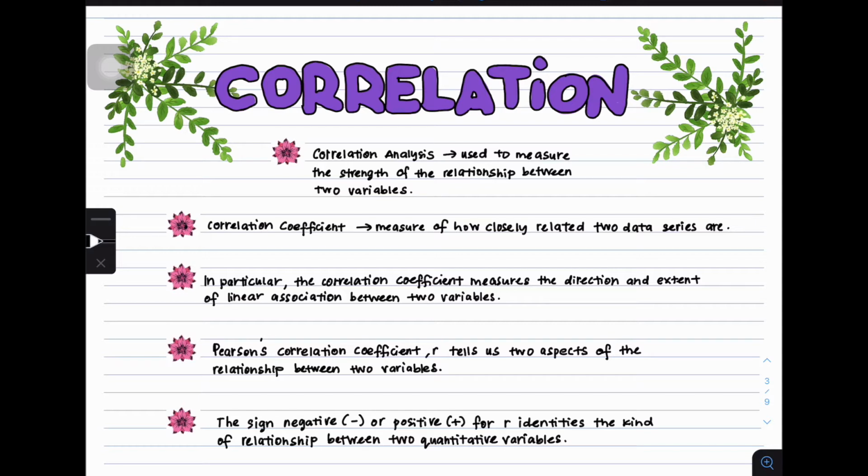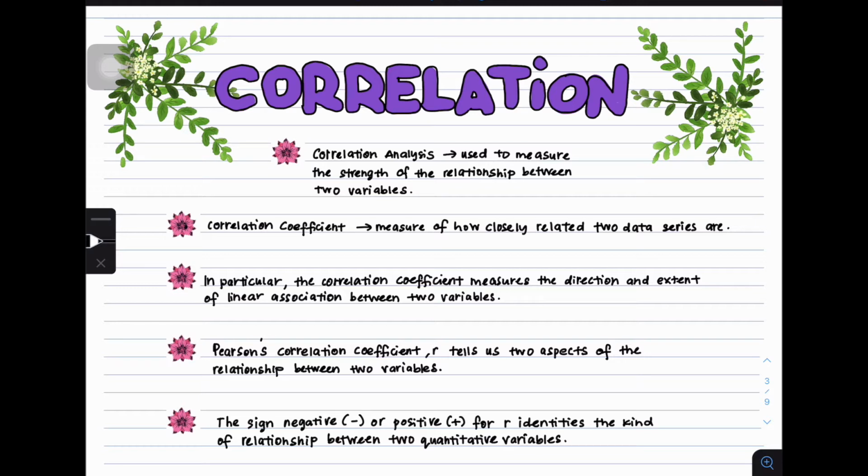adakah sejauh mana independent variable ni akan affect the dependent variable, sejauh mana perubahan independent variable ni akan memberi kesan kepada dependent variable. Okay, maksudnya sekuat mana the relationship, so we can measure it through the correlation analysis.